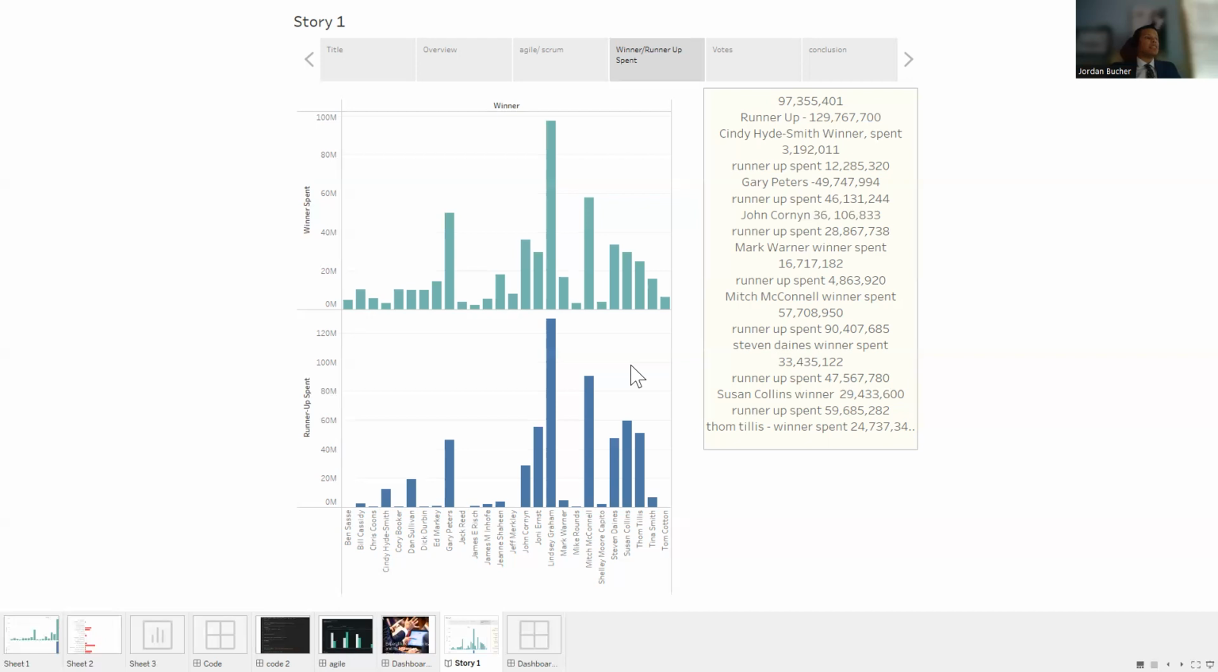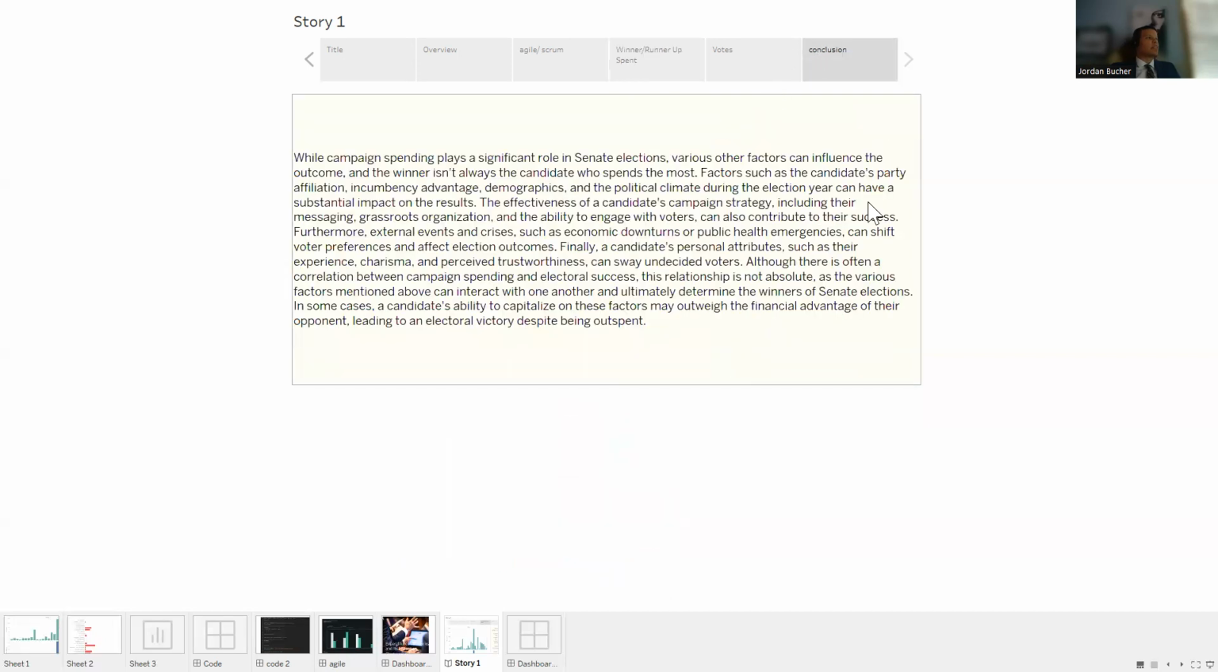So you can see that there's not always a clear-cut winner based just off of the amount spent on the elections. This is a simplistic chart, but to get to the conclusion: whilst campaign spending plays a significant role in Senate elections, various other factors can influence the outcome, and the winner isn't always the candidate who spends the most.